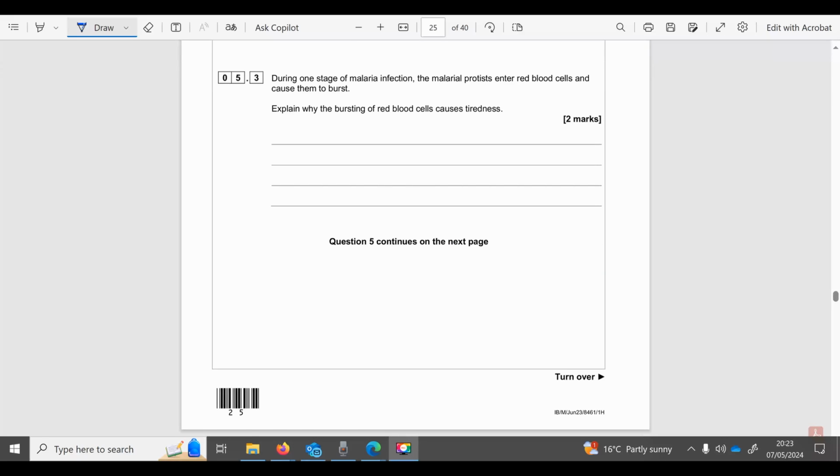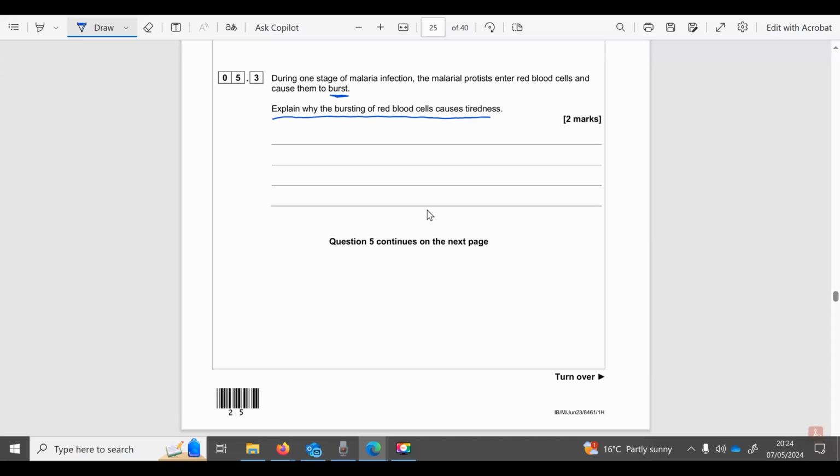Question 5.3. During one stage of malaria infection, the malarial protists enter blood cells and cause them to burst. Explain why the bursting of red blood cells causes tiredness. Well, it's a similar situation to one of our previous questions. We're just talking about a cell bursting. But in this case of the malarial protist, it's not bursting because there's an increase in the water that's entered the cell. It's bursting because there's an increase in the amount of protist because they reproduce inside the red blood cell and eventually cause the cell to burst.